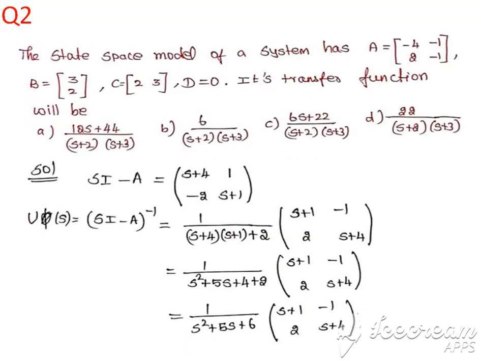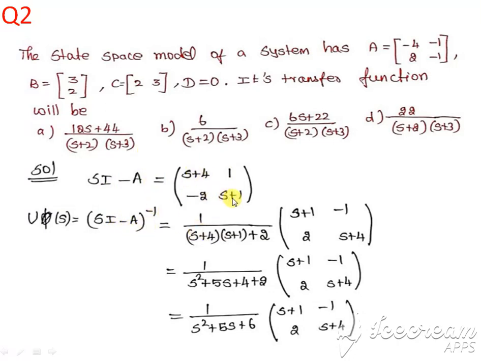Second question: the state space model of a system has A equal to minus 4, minus 1, 2, minus 1, and B, C and D values are given. The transfer function will be? We need to find the transfer function. So for that, first we need to find sI minus A. This is the sI minus A. Then we need to take inverse of this particular function.